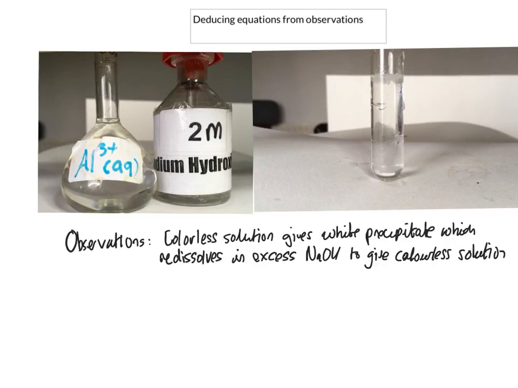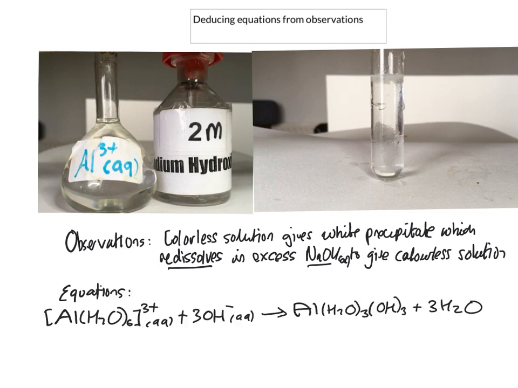So was your observation that the colourless solution gave a white precipitate, which then redissolves in excess sodium hydroxide to give a colourless solution? Let's now write equations for those reactions. Write it down, pause the video, check your answer.